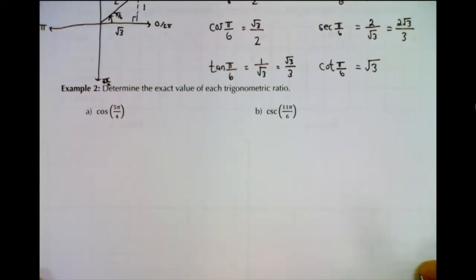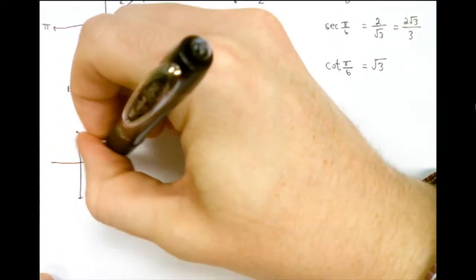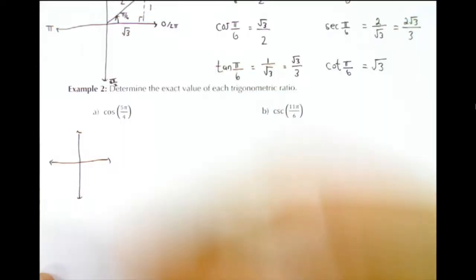Example 2 says determine the exact value of each trig ratio. I'm going to do one example, and then I'll leave the second example for you to try, and you can check your answers on the course website. So here we go. We want the exact value of 5 pi over 4. So I'm going to draw my Cartesian plane, and I'm going to graph the angle 5 pi over 4.